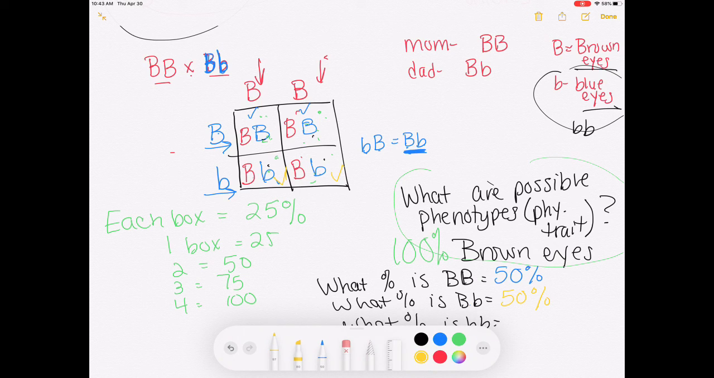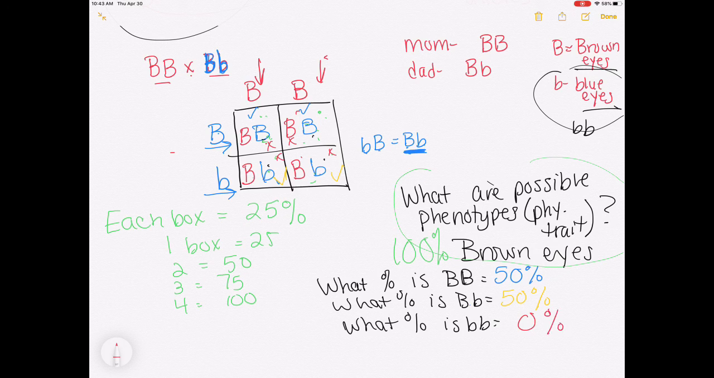Now it's asking, well, what percentage here is little b, little b? No little b, little b. No little b, little b, no little b, little b, no little b, little b. So it's 0%. It's okay to have things like 0 and 100%.